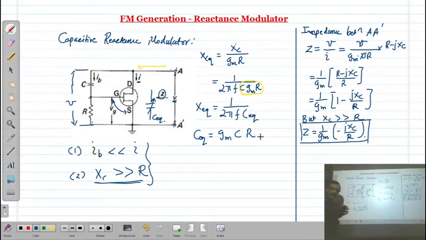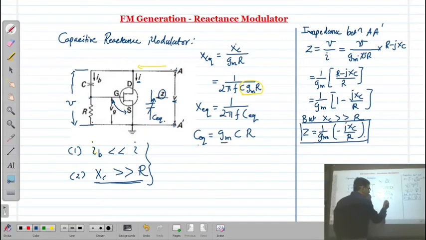So whatever the value of the capacitor is there, it depends on the transconductance, remember. And in our case, my modulating voltage is changing the transconductance of your field effect transistor, and as a result, the capacitance between the point A and A dash is going to change. Here, if you find out the dimension of this, then you will find that it is representing a capacitor.